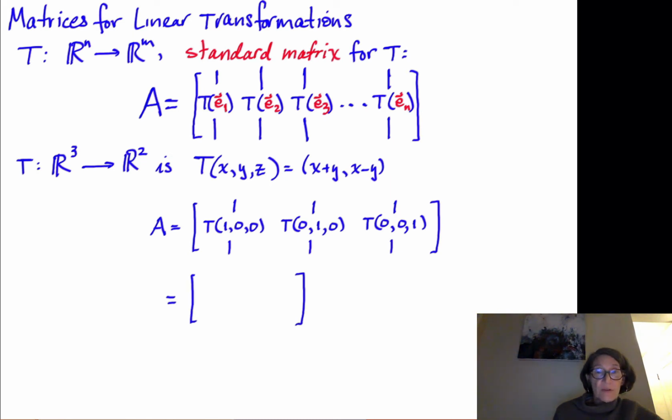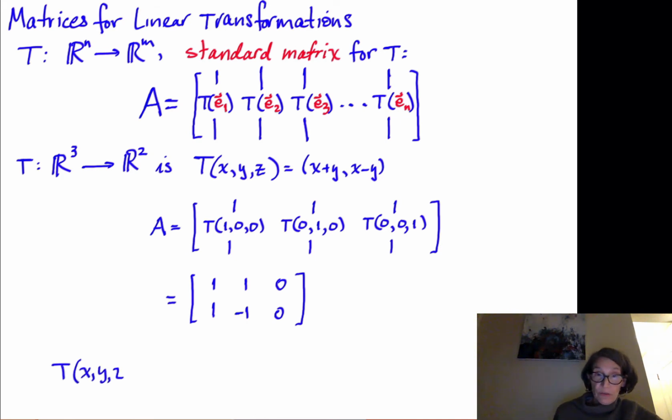The image of (1, 0, 0) is the vector (1 plus 0, which is 1, comma 1 minus 0, which is also 1). For the second column, we compute 0 plus 1, which is 1, and 0 minus 1, which is negative 1. For the last column, the first component is 0 plus 0, which is 0, and the second component is 0 minus 0, so that's also 0. So this is the standard matrix for that particular linear transformation.